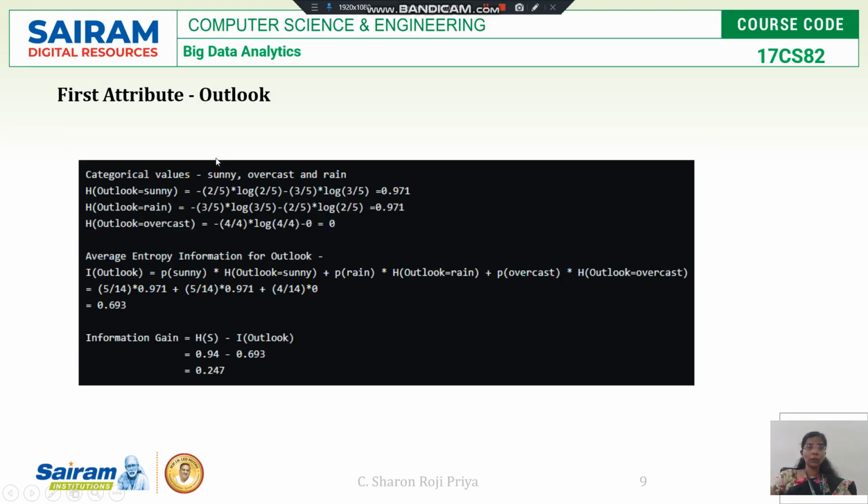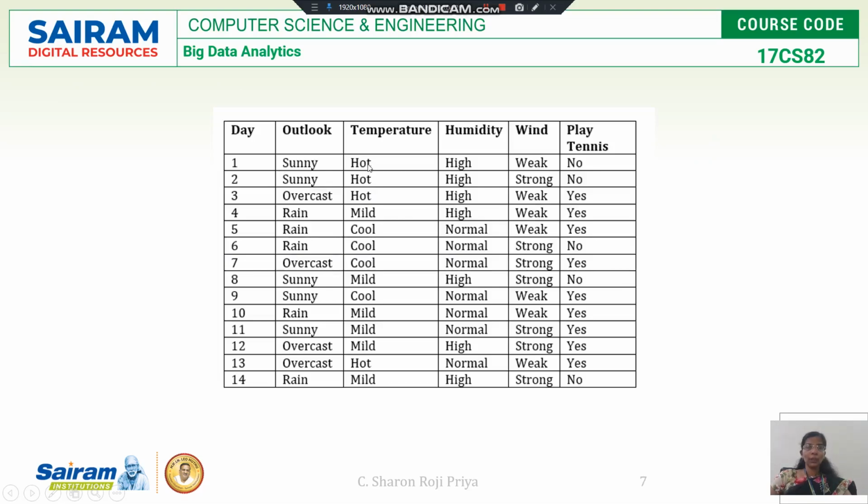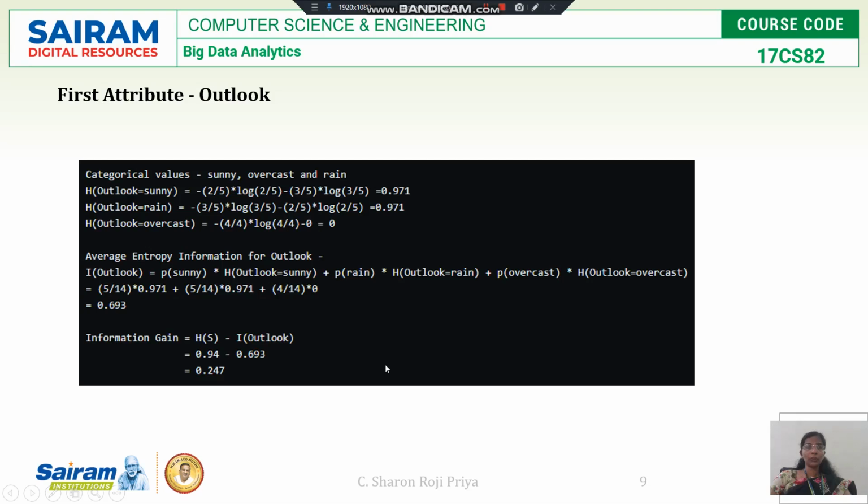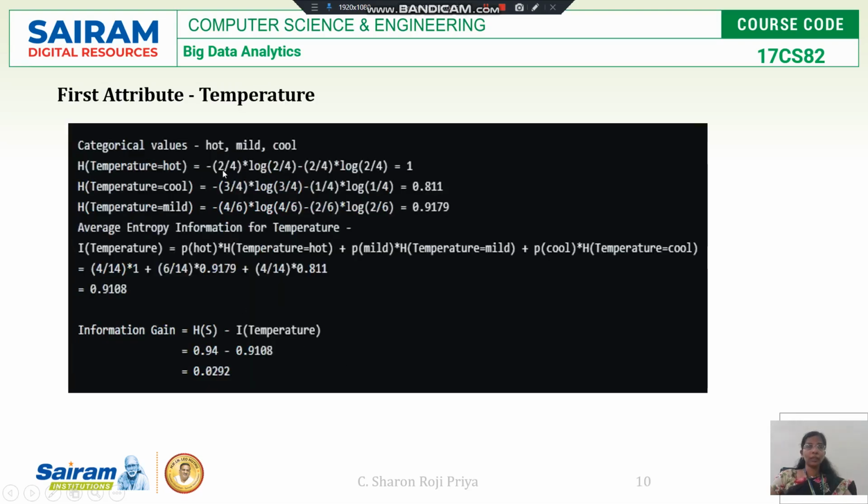I'll explain for hot. So how many hot are there? 1, 2, 3, yeah, here 4. Right. Out of these 4, how many positive hot and how many negative hot? Hot, this is negative. Hot, negative. Hot, positive and hot, positive. So totally 4 hot are there. In that 2 are positive and 2 are negative. Right? So totally 4, you can check.